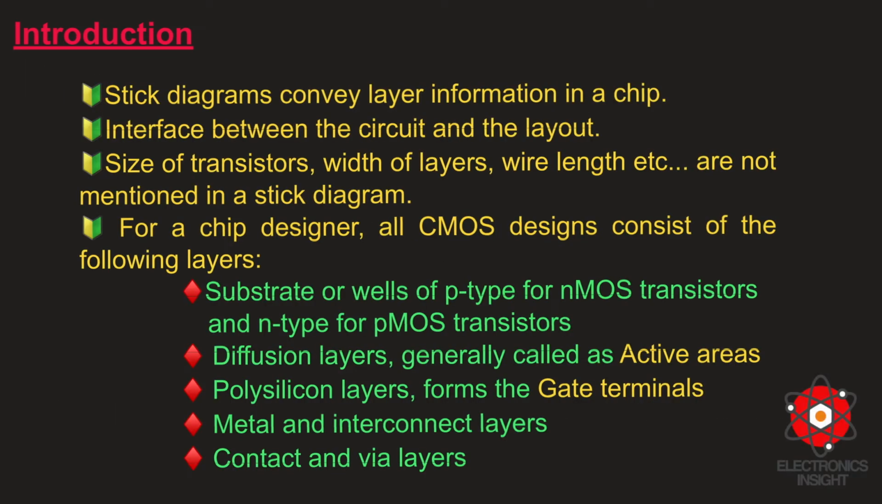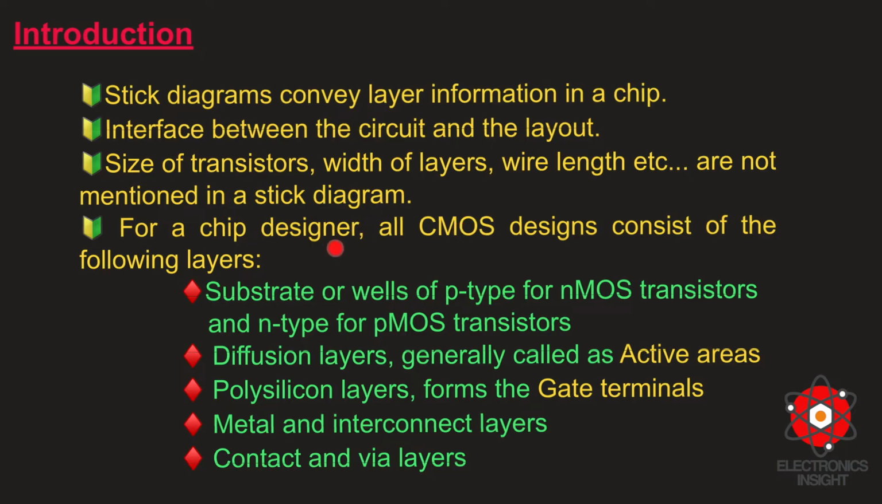Stick diagrams are used to convey layer information in a chip. They typically act as an interface between the circuit and the layout. In stick diagrams, each and every layer is represented using color codes or striped patterns. The size of the patterns, width of the layers, and wire length are not mentioned in a stick diagram. A stick diagram helps the designer to plan the final layout and the routing.